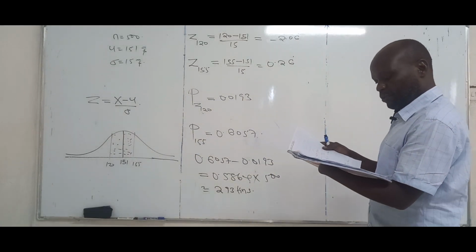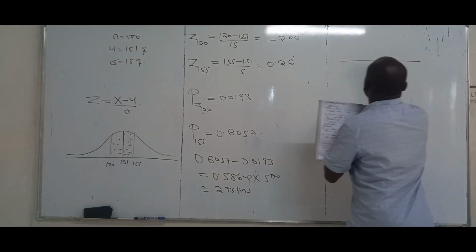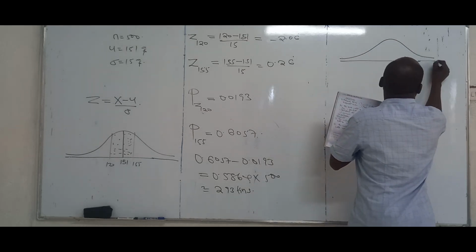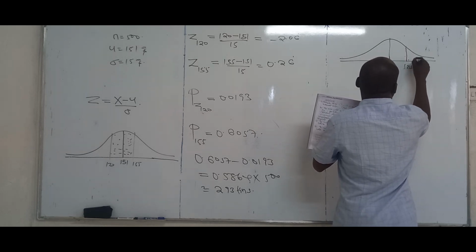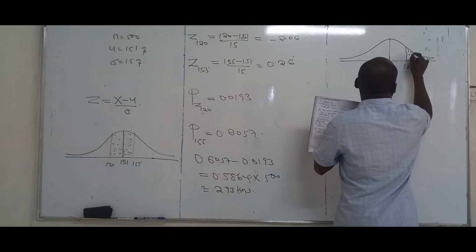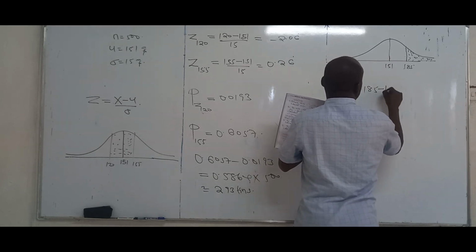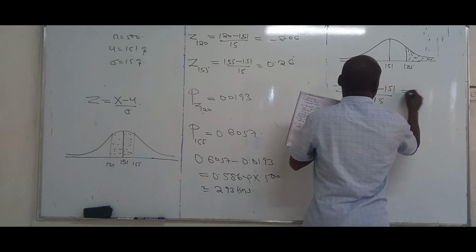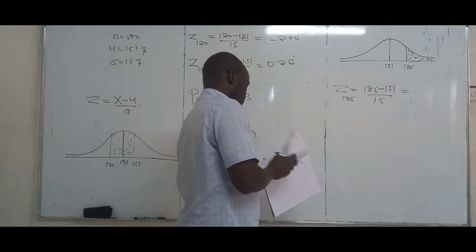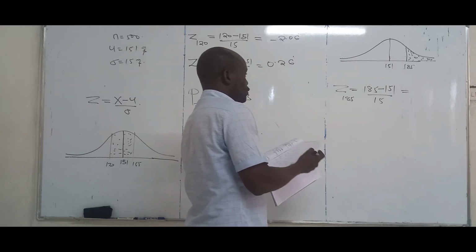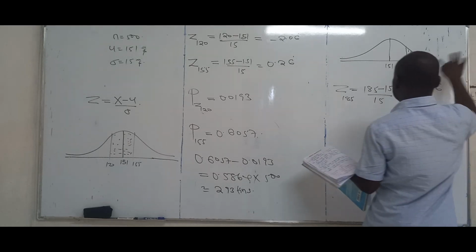Then Roman 2, the number of packaging tins that weigh more than 185 grams. If this is the mean, 151, and 185 is there, we want this area. So Z of 185 will be 185 minus 151 over 15, and that should give us 2.267. Actually, it's 2.26, with the 6 recurring.